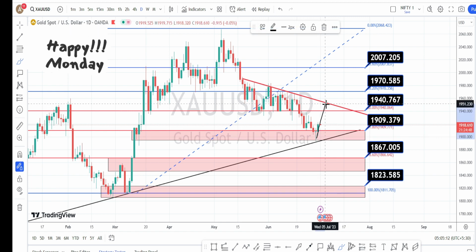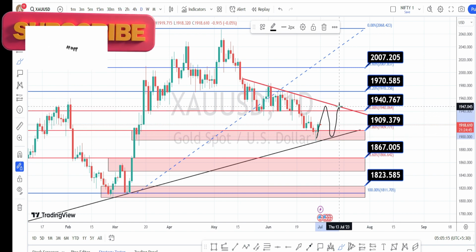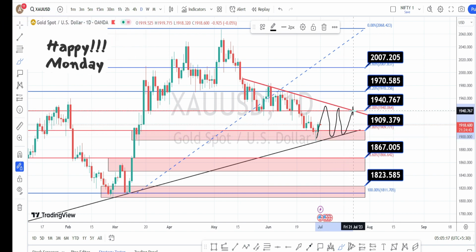And in the lower time frame you can be trading within this resistance line and the support lines. Let us look at the price action in 4 hours time frame.